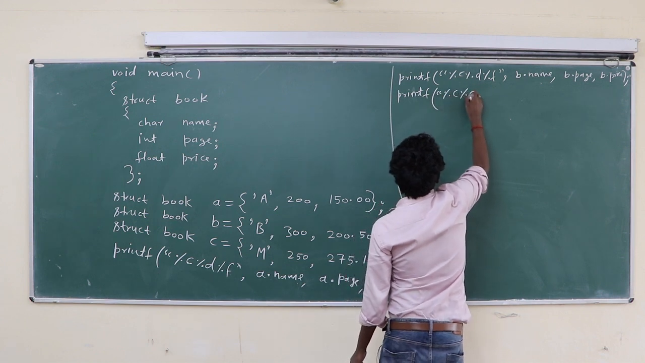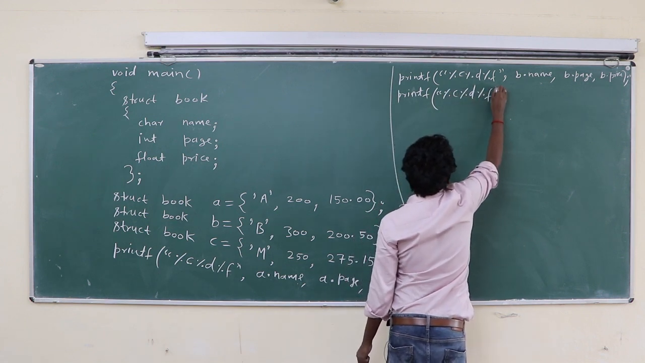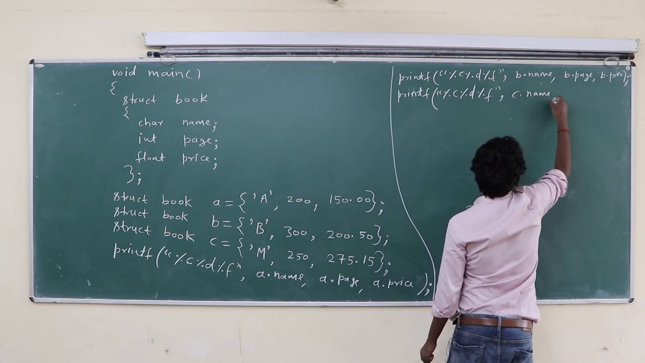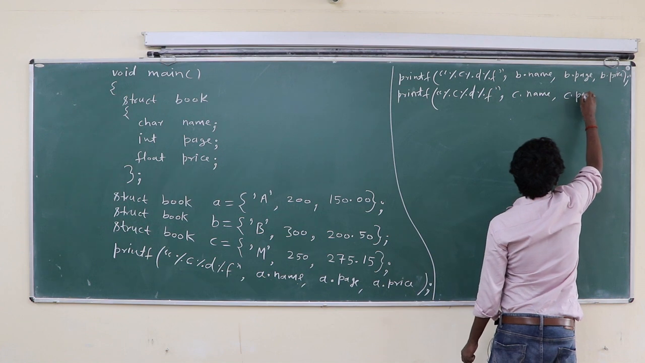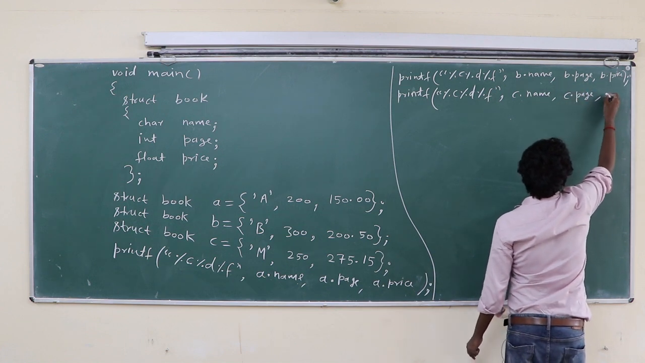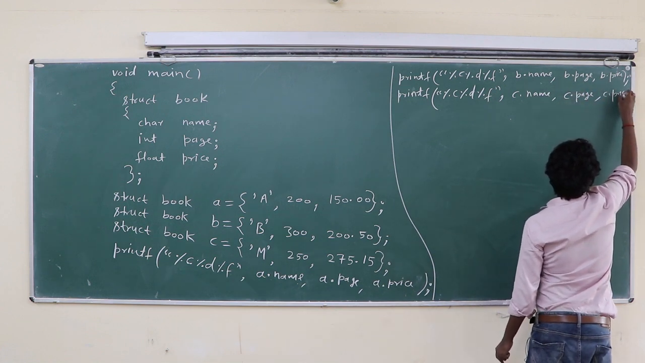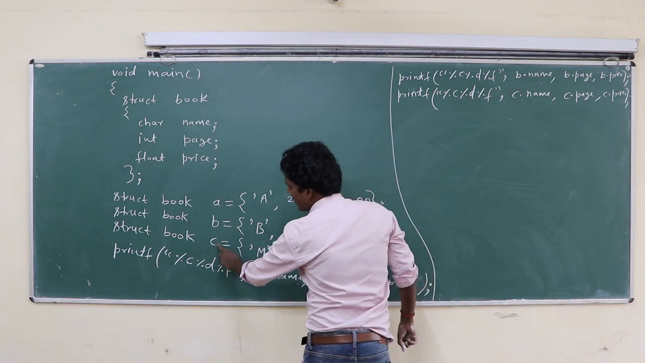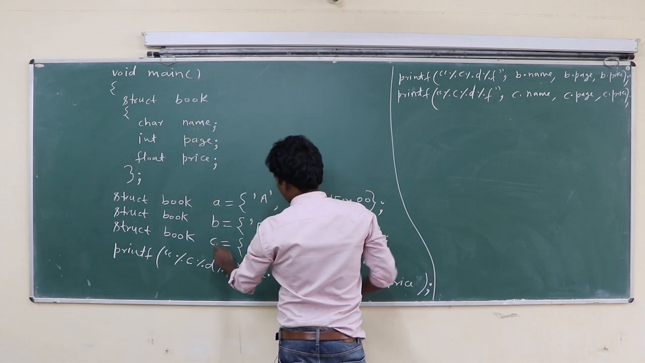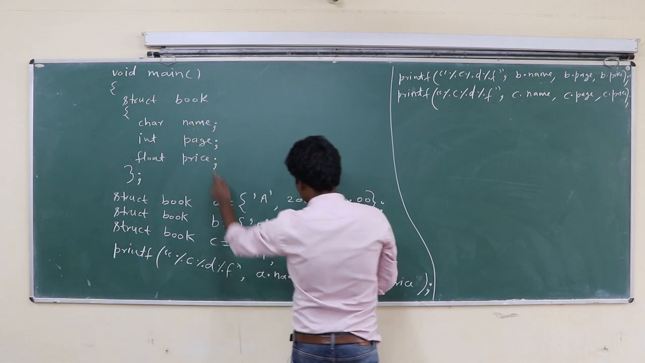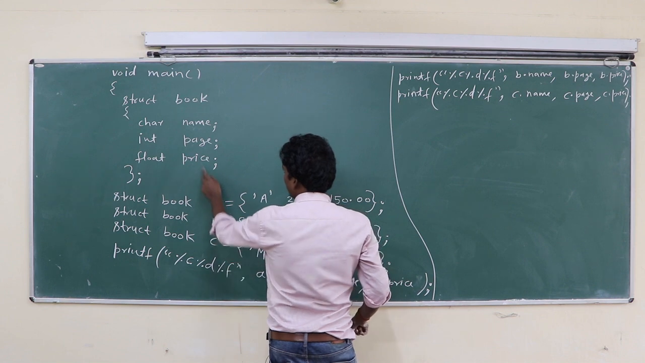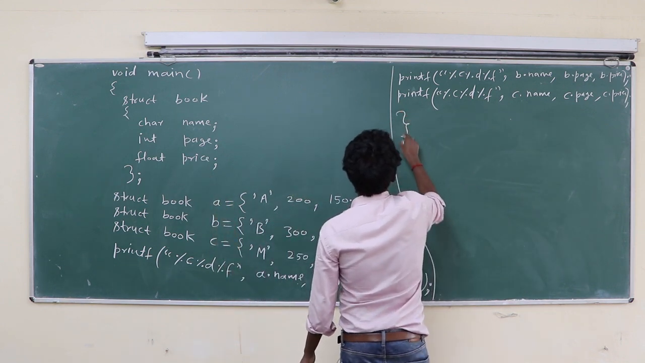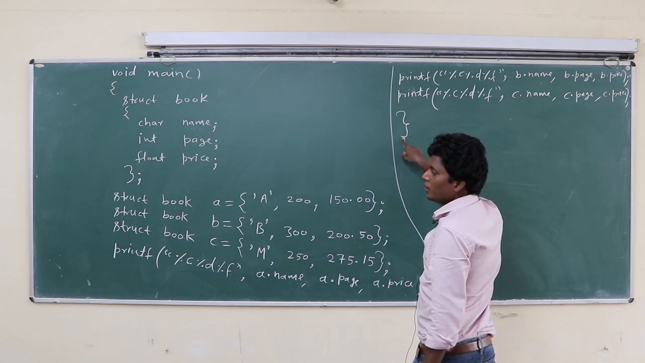Now printf %c, %d, %f. Here c.name, c.page, c.price. Okay, so here is the c variable: c.name will be printed, c.page will be printed, c.price will be printed in the printf function. So this is the closing of the main bracket.